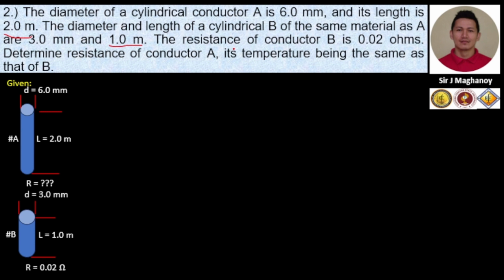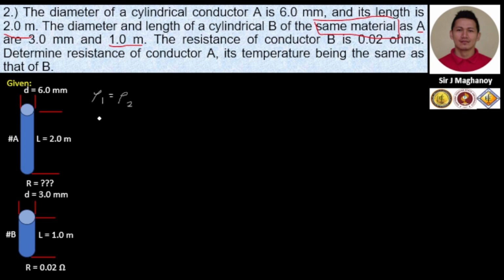Okay. If we recall, in our previous problem, this is the same. They have the same material, A and B. So what does that mean? That the resistivity of conductor A is equal to the resistivity of conductor B. Again, this is the same, so this is our starting point.